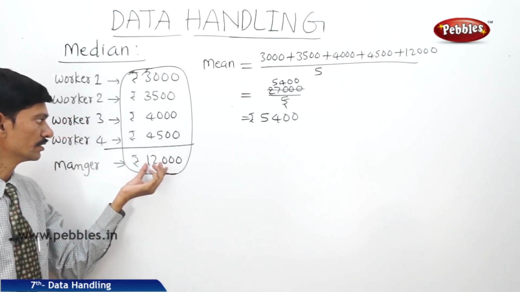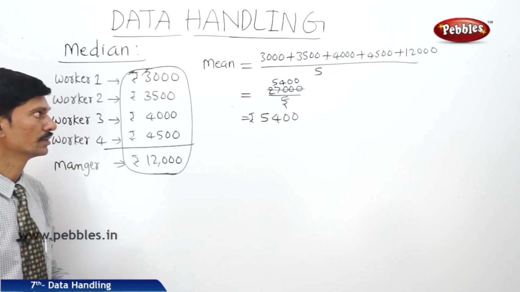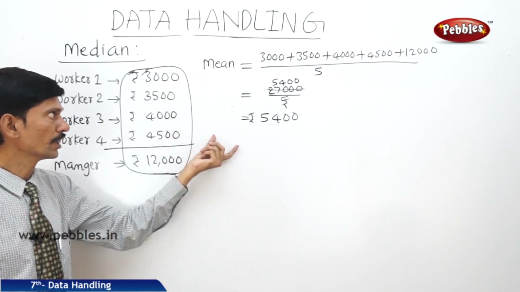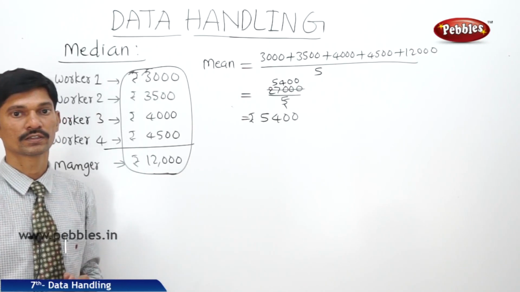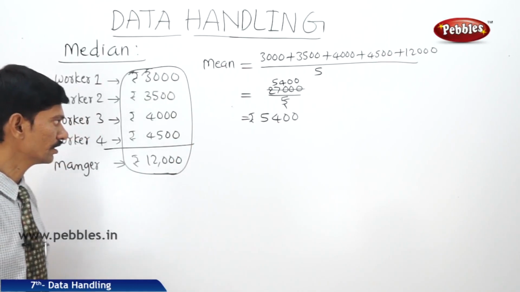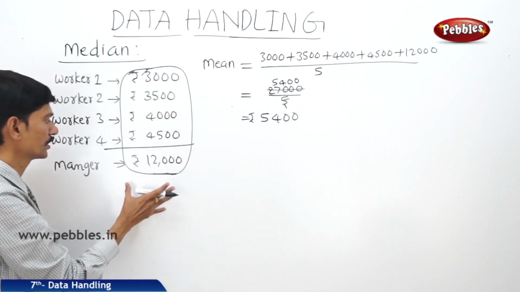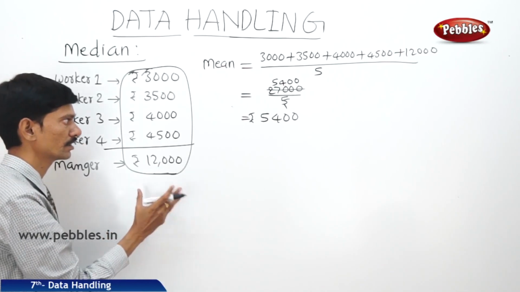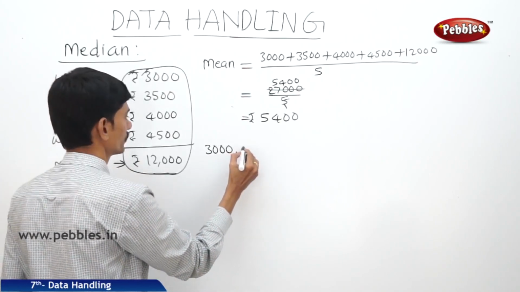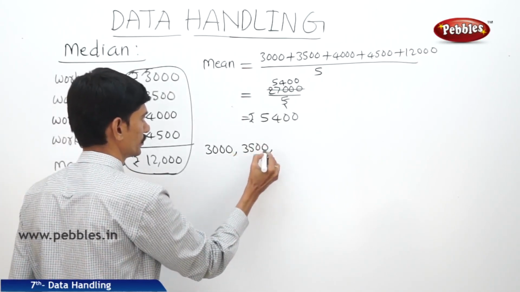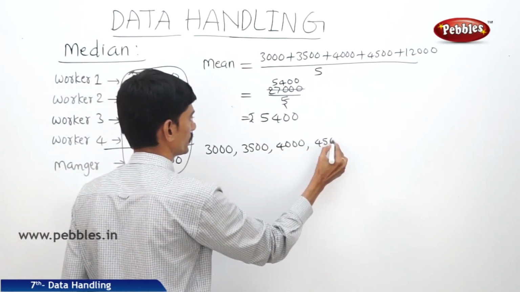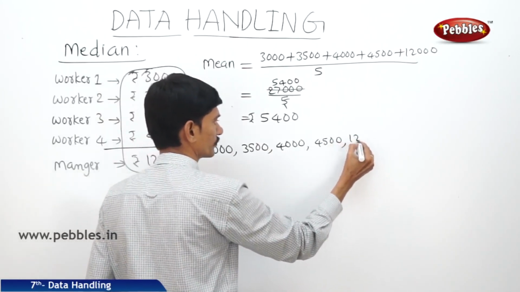Because of the extreme value, 12,000, the representative value is affected here. So here the mean is not the suitable representative value. Now let us arrange all the salaries of the workers, including the manager, in the ascending or descending order. So first we get 3,000, then 3,500, then 4,000, then 4,500, then 12,000.